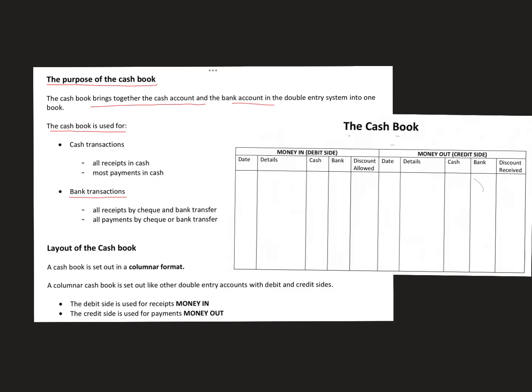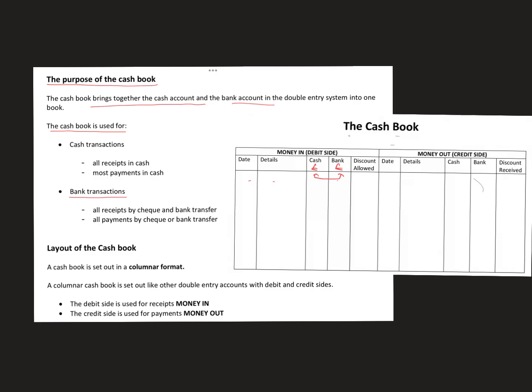So the cash book is in a columnar format. The first few columns remain the same as if you were doing a ledger account: date, details. But then for the money column where you'd put the amounts, there are two columns, one for cash and one for bank. These sit side by side. So your cash and bank columns sit side by side.